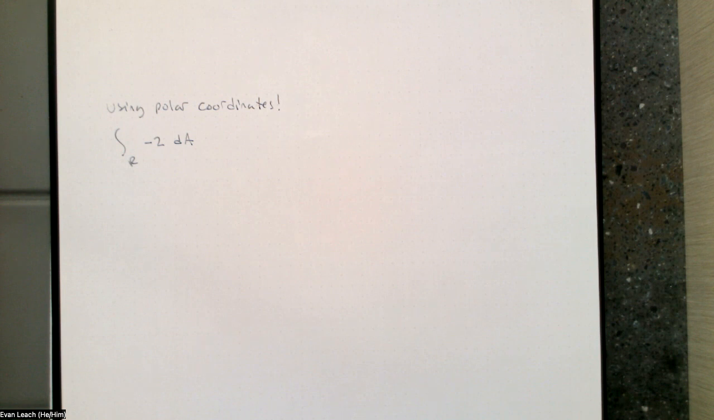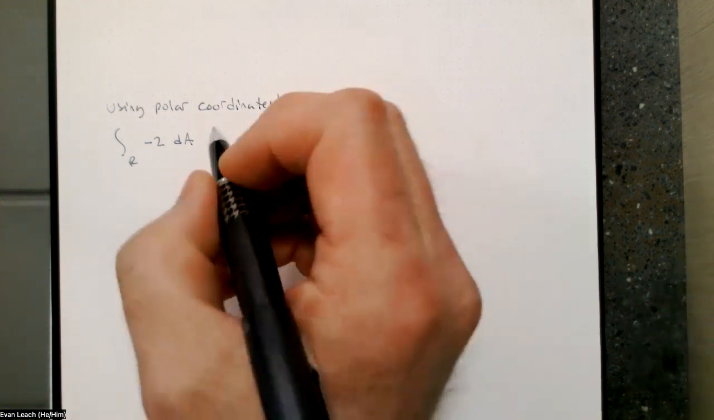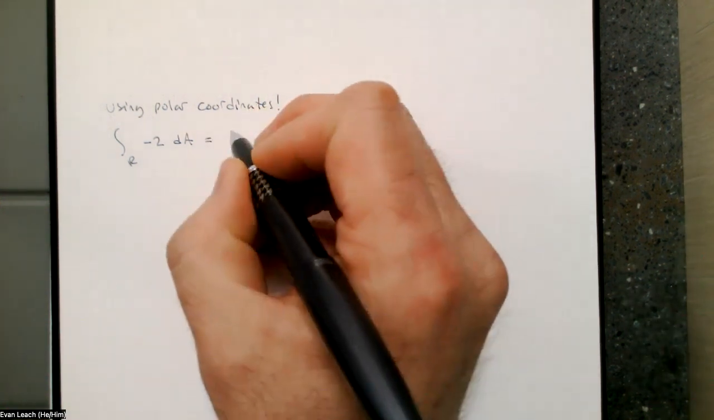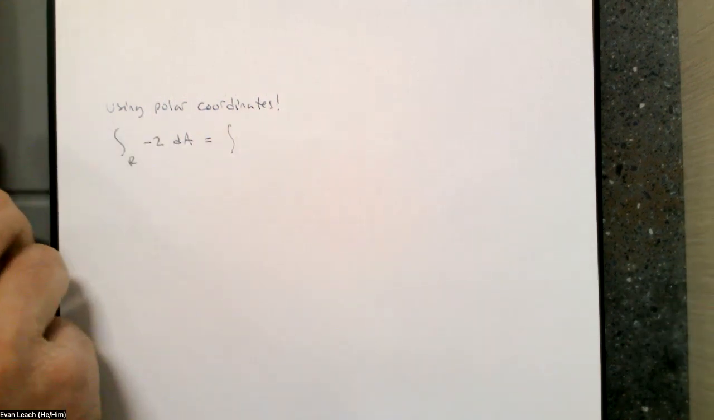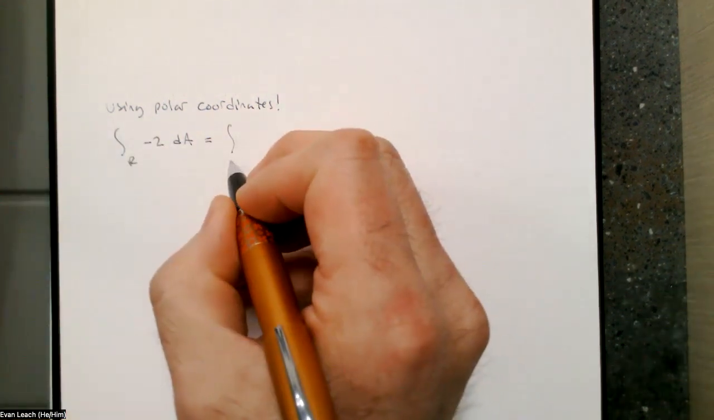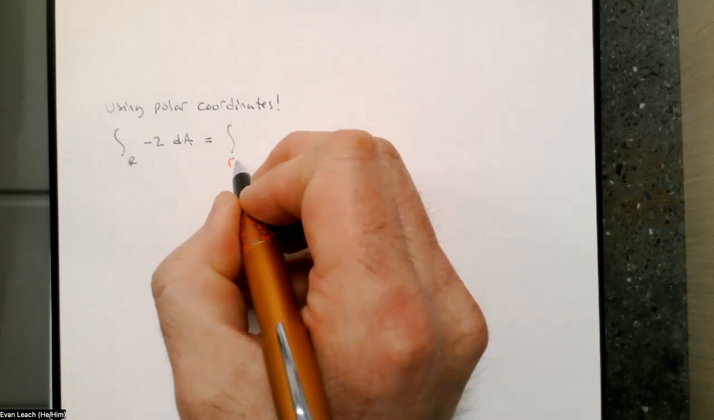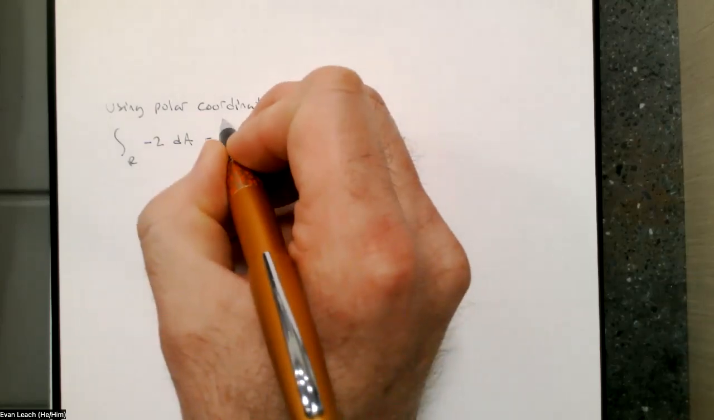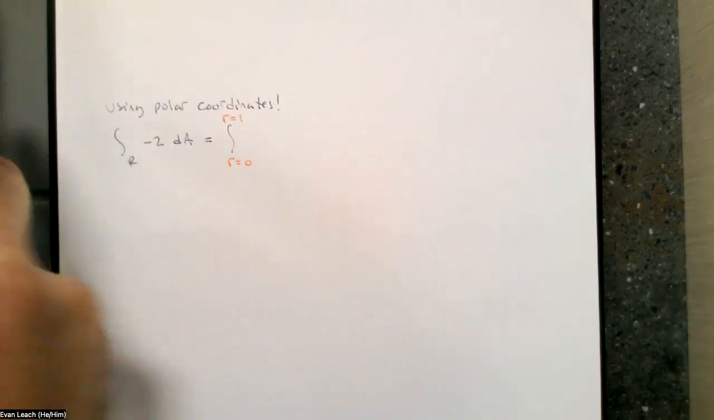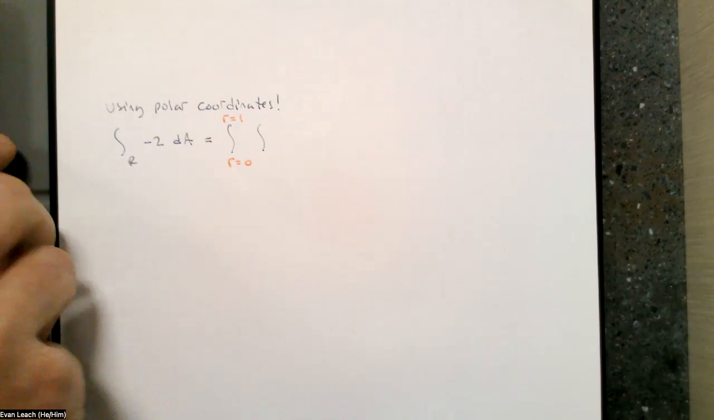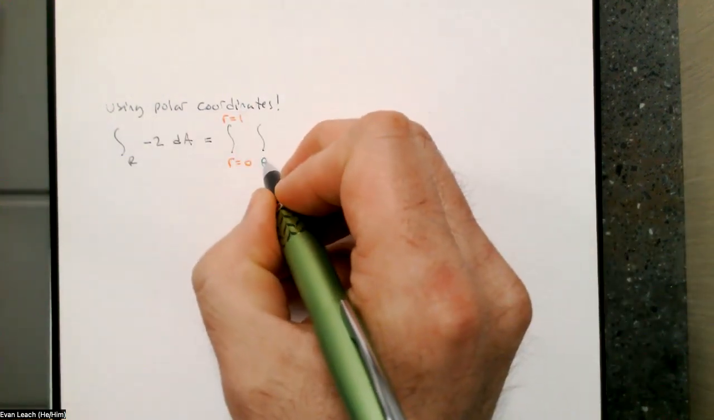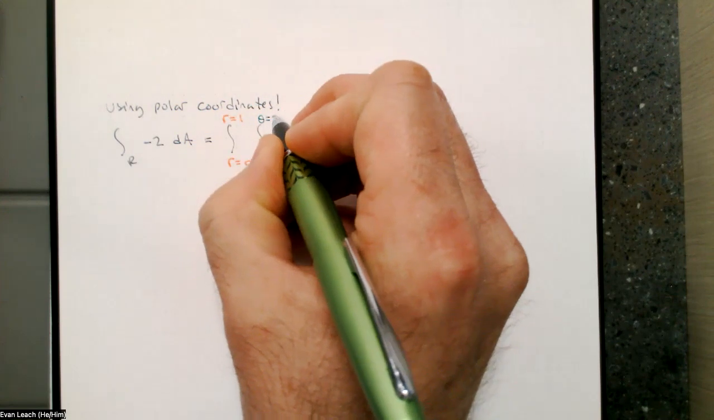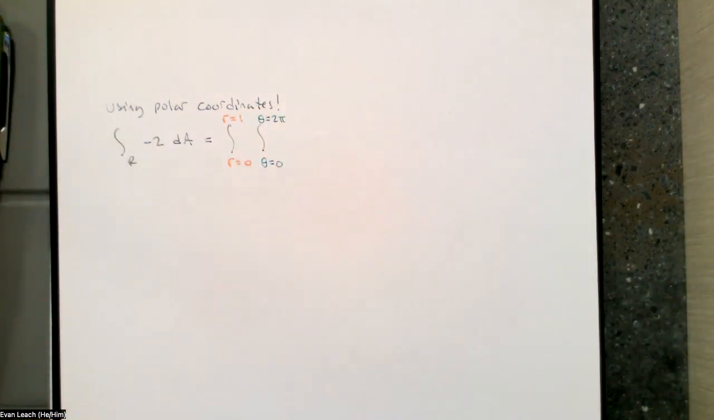So our scalar curl was just -2. That doesn't change. But now when I set up the double integral, we're going around the unit circle. I can integrate r from 0 to 1 because it's the unit circle. And since it's polar coordinates, we'll just integrate theta from 0 to 2 pi, because in polar coordinates, a circle is just 2 pi intervals.